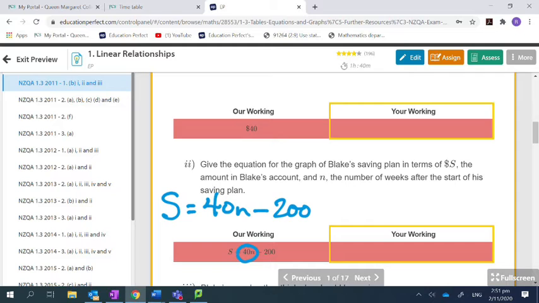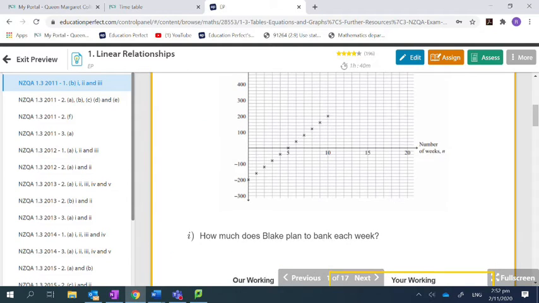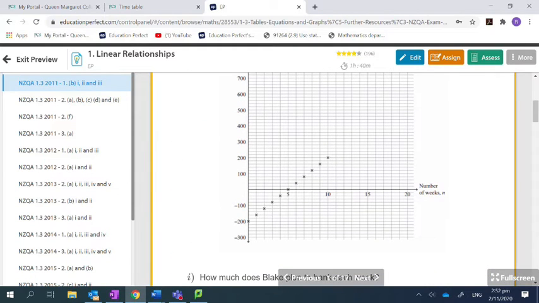I'm going to scroll up to go back to the graph. Okay? So we found the gradient, and here is the point where the line starts on the y-axis, right? You just find the point on the y-axis, which is right there. It goes up 40 and over to the right one.